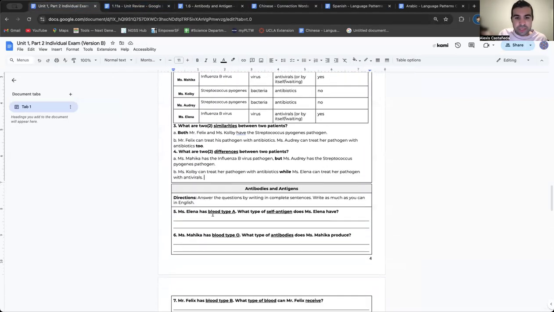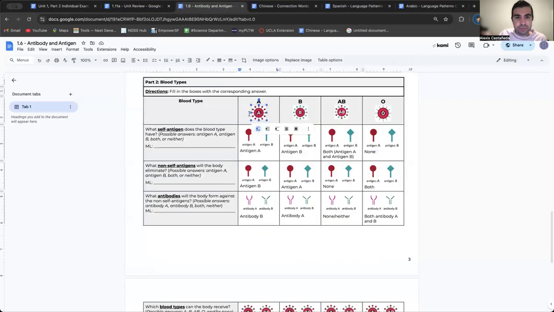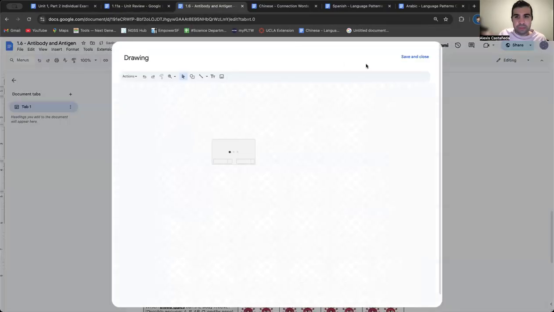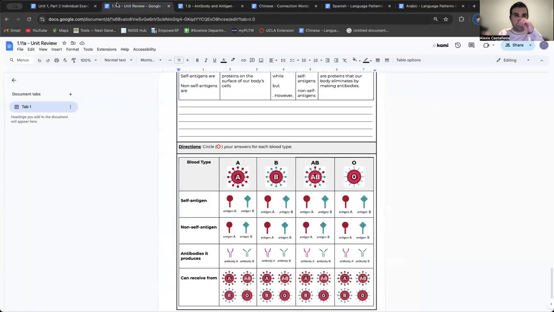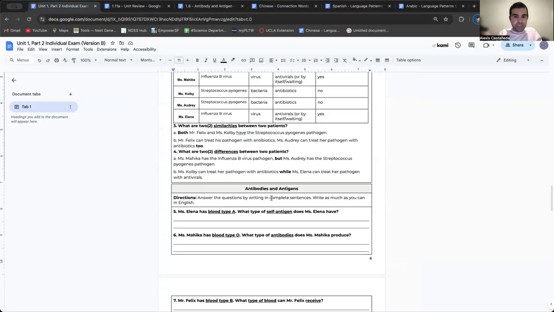So here it's saying that Miss Elena has blood type A. What type of self-antigen does Miss Elena have? If she has blood type A, she has antigen A. That is her antigen. So I'm going to write here that Miss Elena, and right, I need to answer in a complete sentence.